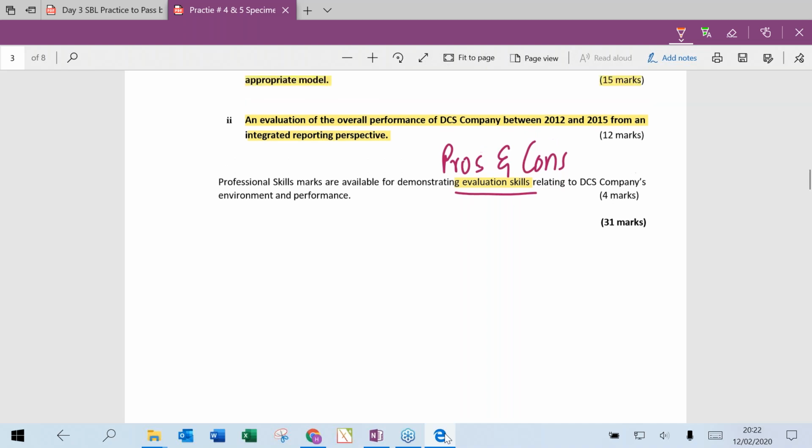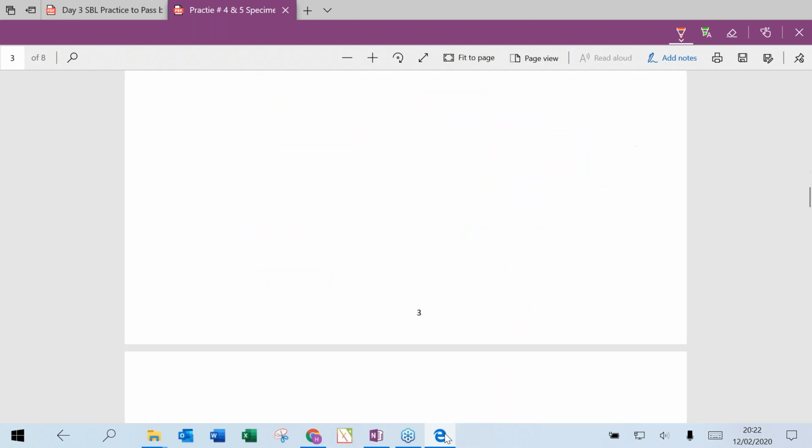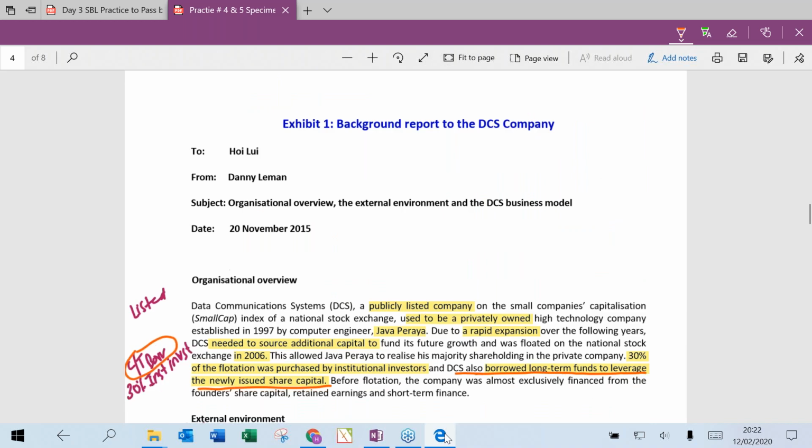If they wanted us to focus on the full integrated report, excuse me, I beg your pardon, then the requirement would have been like analyze the integrated report of the company, or prepare the integrated report of the company, right? Right, so we are done with integrated report.